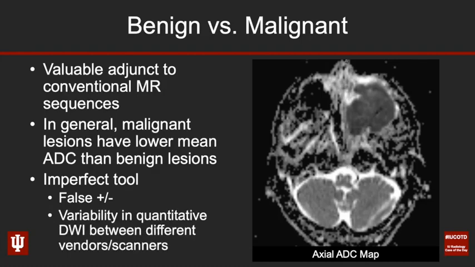Importantly, you have to keep in mind that there is absolutely variability in quantitative DWI measurements between vendors, even between scanners within the same vendor, as well as depending on parameters such as higher field strength magnets, higher numbers of diffusion probing gradients, and higher B values. All of those things impact the quantitative mean ADC measurement.